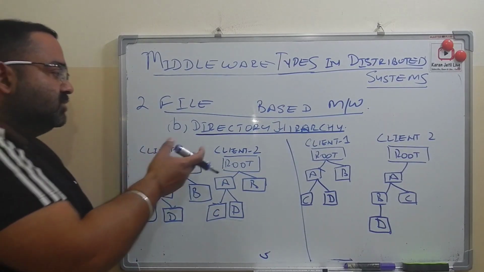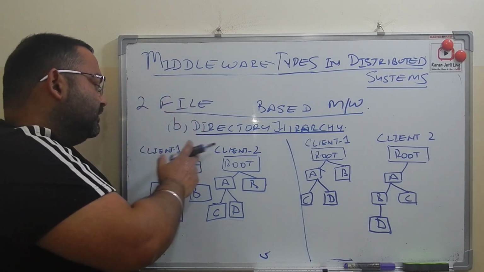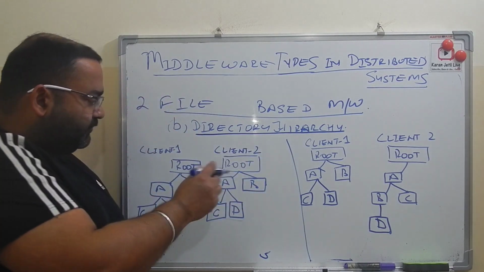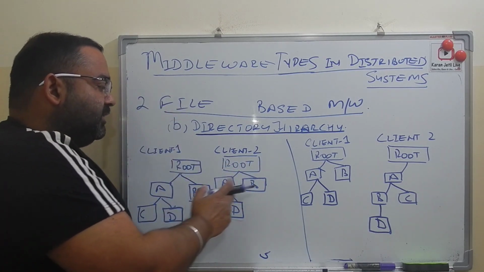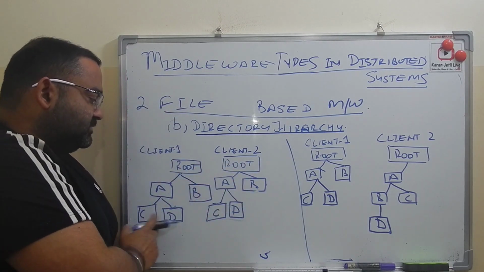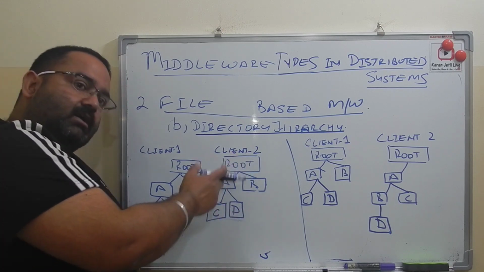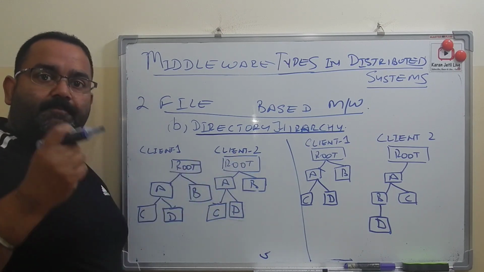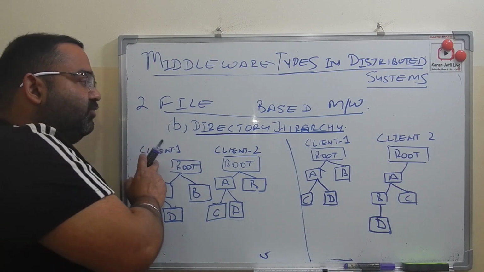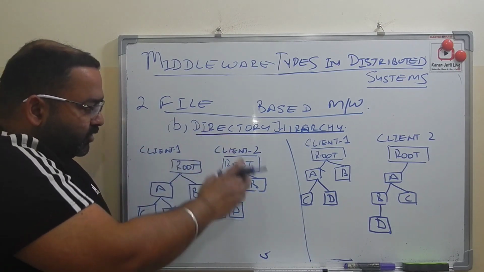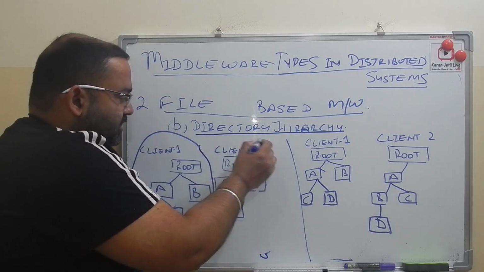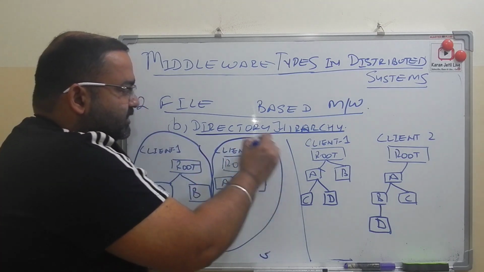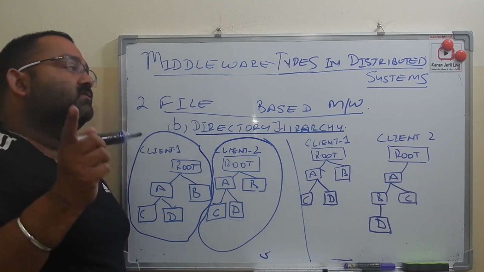For example, in case 1 we have two clients, client 1 and client 2. If you look at this, they both have root and they both have at level 1 A and B, and the next level is C and D, which are subdirectories of directory A. So both client 1 and 2 are following the same hierarchical structure. This is the first case.